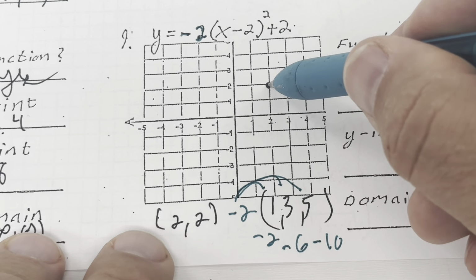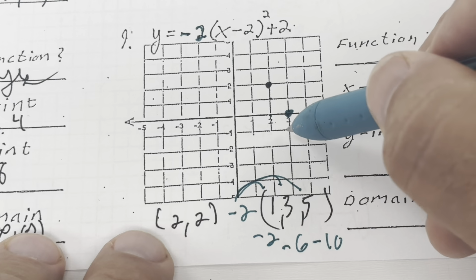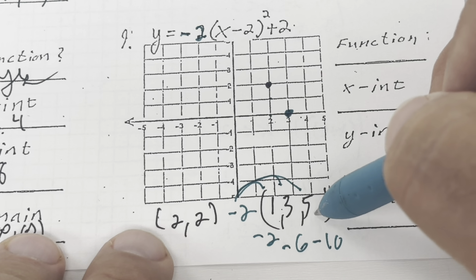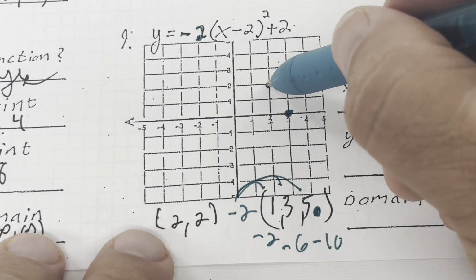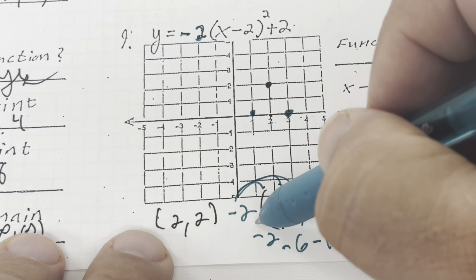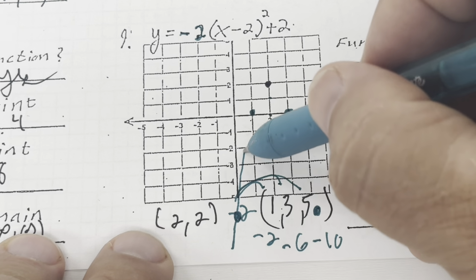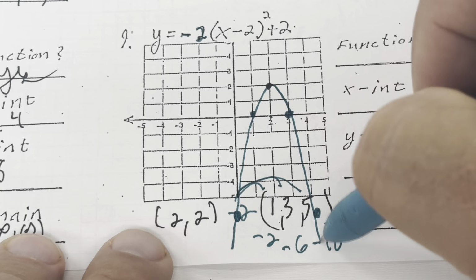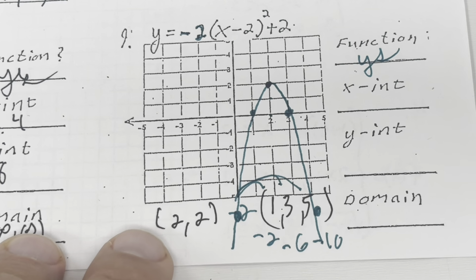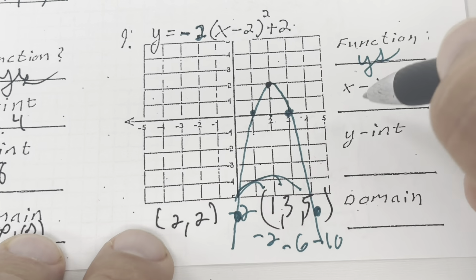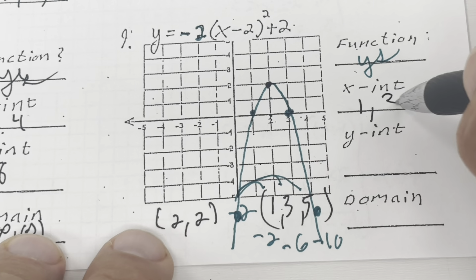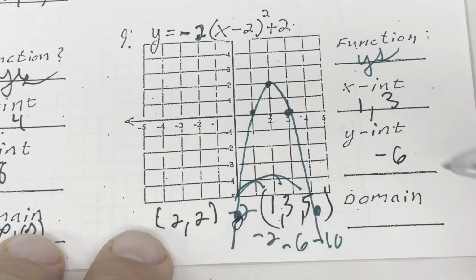From that point, I go down 2 over 1. Then I go down 6, which takes me slightly off the graph, over 1. Go back to the vertex, down 2, left 1. Down 6, left 1. Very narrow, upside down parabola. Yes, it passes the vertical line test. It's a function. I have an x-intercept at 1, an x-intercept at 3, and a y-intercept at negative 6.